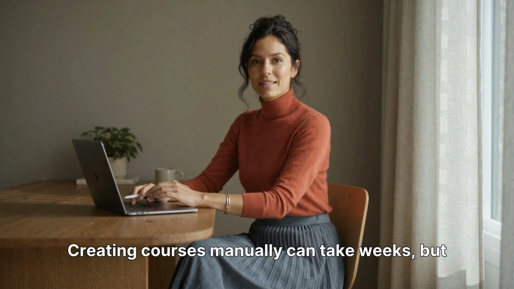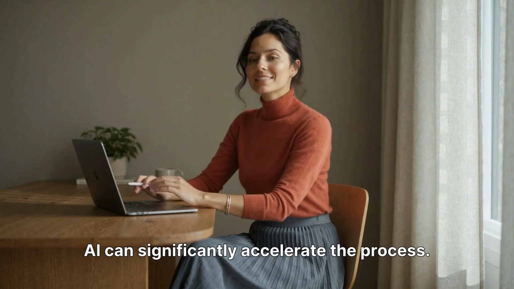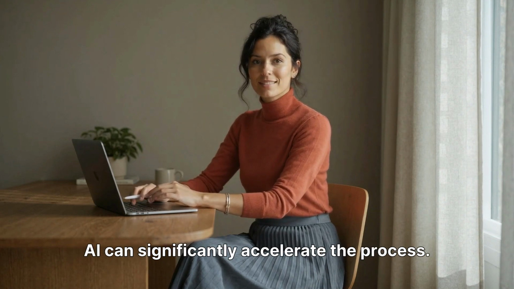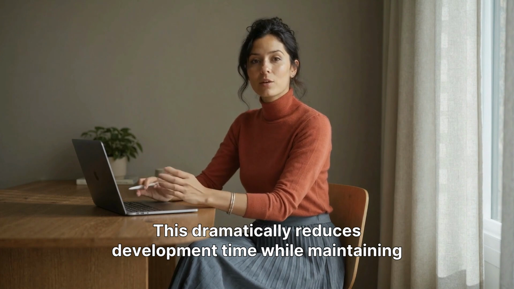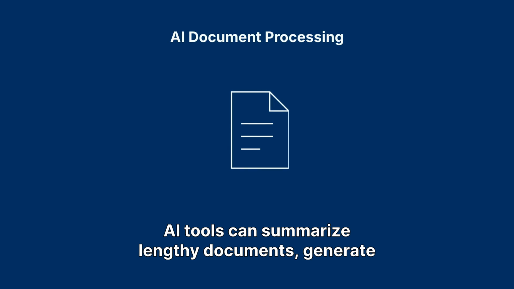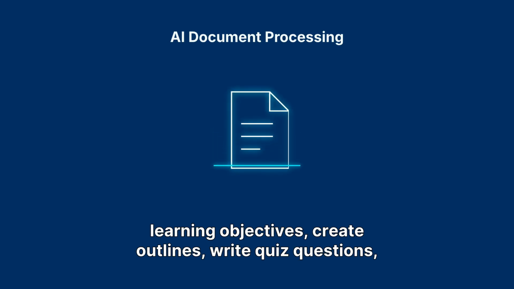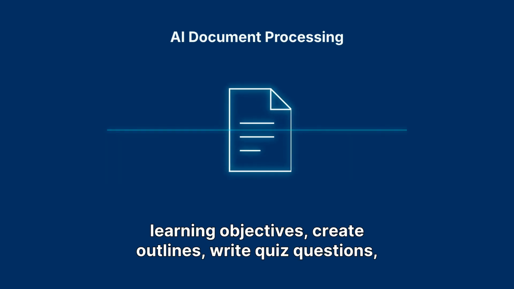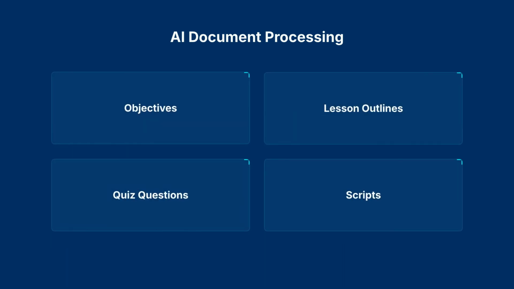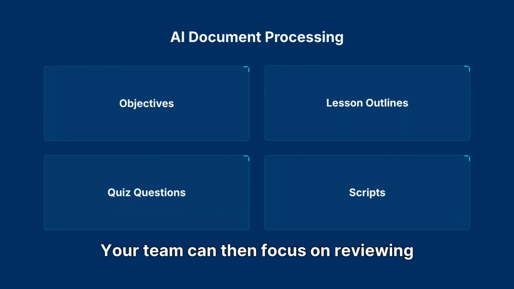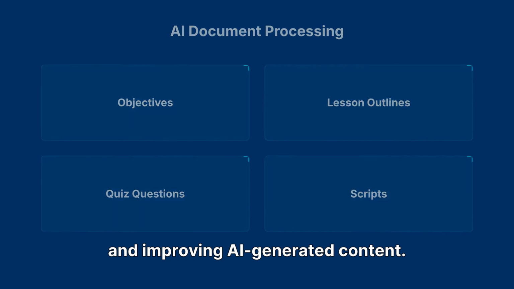Step 4, use AI to speed up course creation. Creating courses manually can take weeks, but AI can significantly accelerate the process. This dramatically reduces development time while maintaining quality. AI tools can summarize lengthy documents, generate learning objectives, create outlines, write quiz questions, and even produce scripts. Your team can then focus on reviewing and improving AI-generated content.